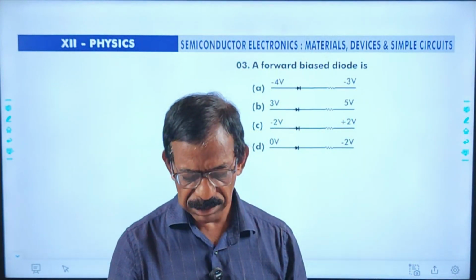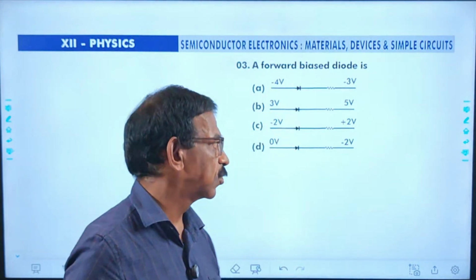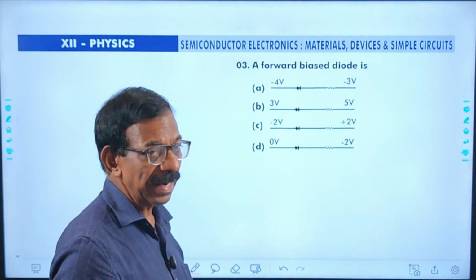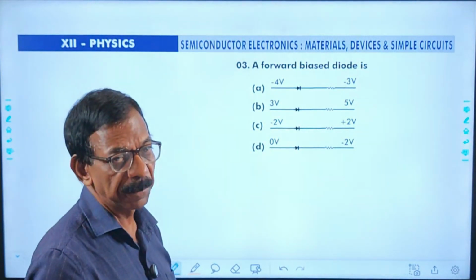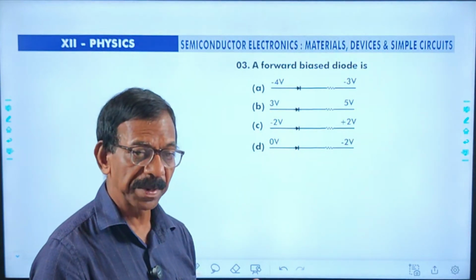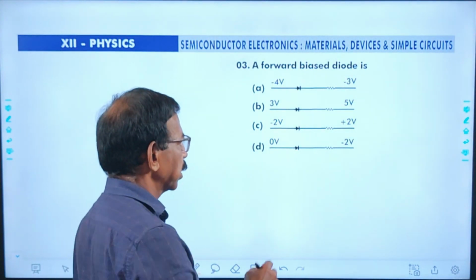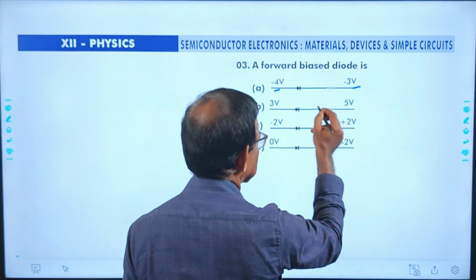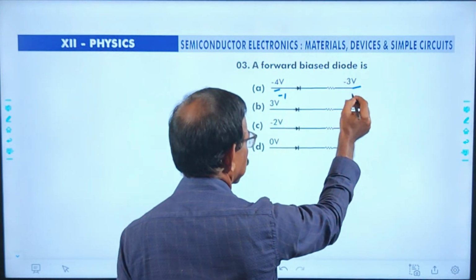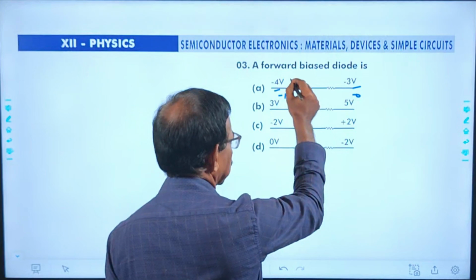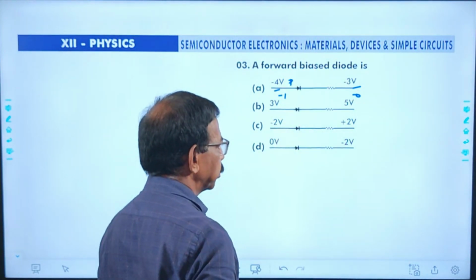Now it is question number 3. A figure is given, forward biased diode. Which one is forward biased? For a diode to become forward biased, the P side is to be positive, or the P side is to be more positive when compared to the N side. Here it is -4 and -3. This will result in -1 volt and 0. Hence P is negative, not forward bias.